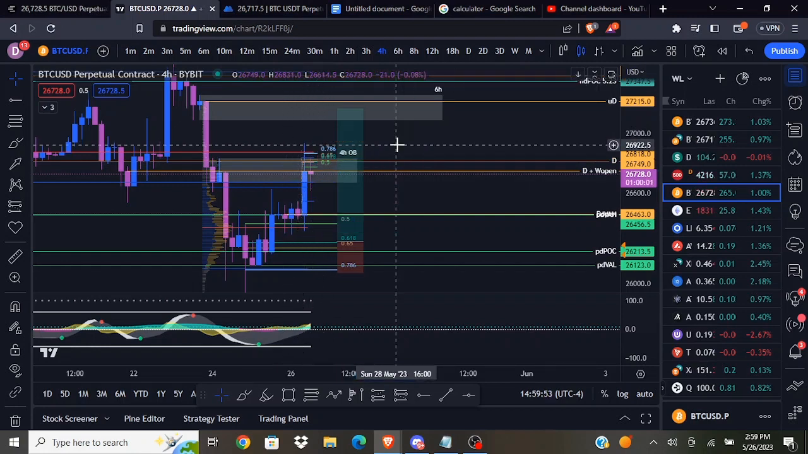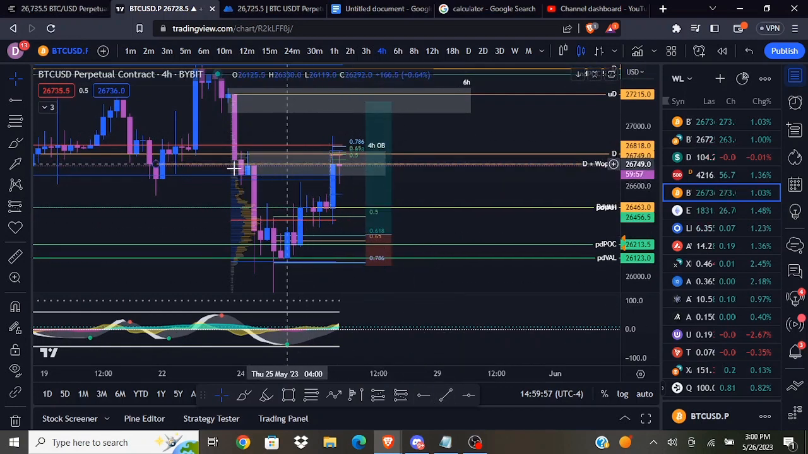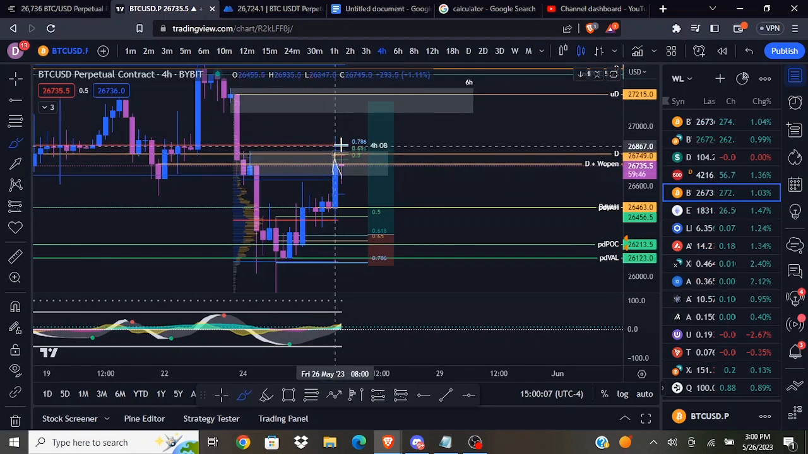But some other ways I like to find invalidations is just using the key levels that we have in the order blocks. So let's say, for example, we rejected from this daily level and then started falling back down. Maybe then I would be comfortable covering this order block with my stop. It also depends on the type of trade I take.